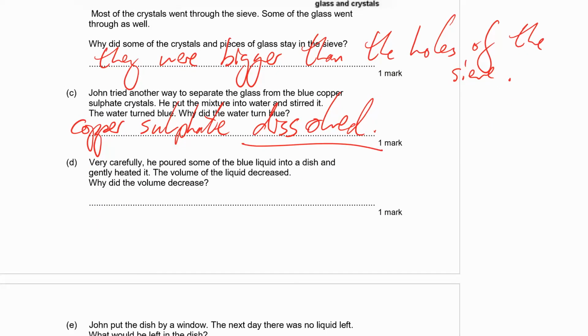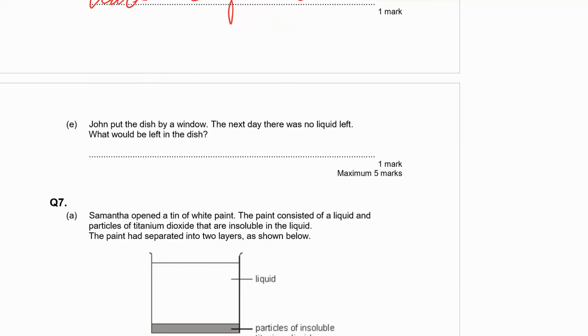Why did the volume decrease? Water evaporated. So water left the dish and turned to a gas. The next day there was no liquid left. What would be left in the dish? Crystals. Or you could have said the copper sulfate, or copper sulfate crystals.